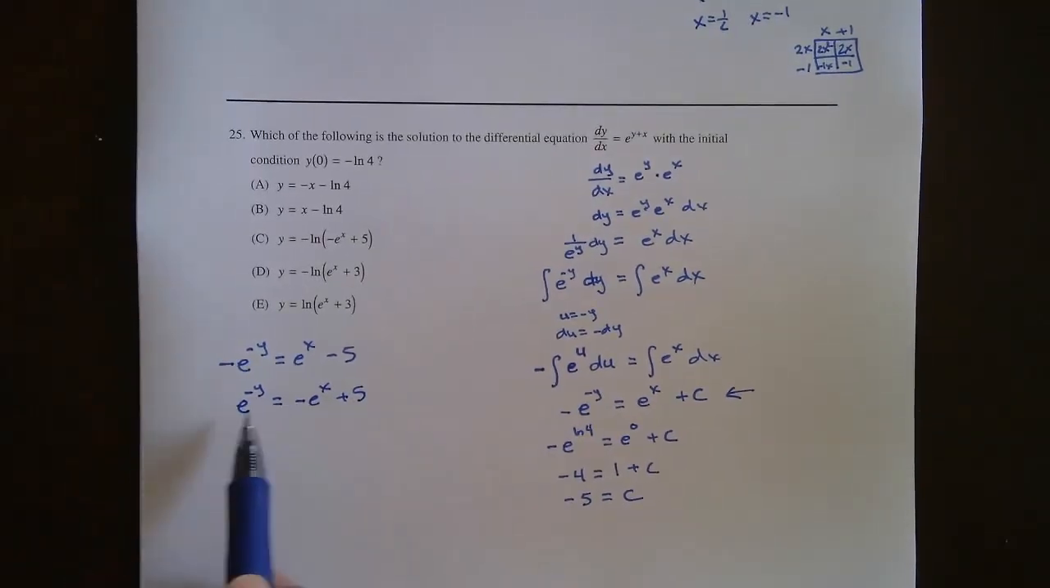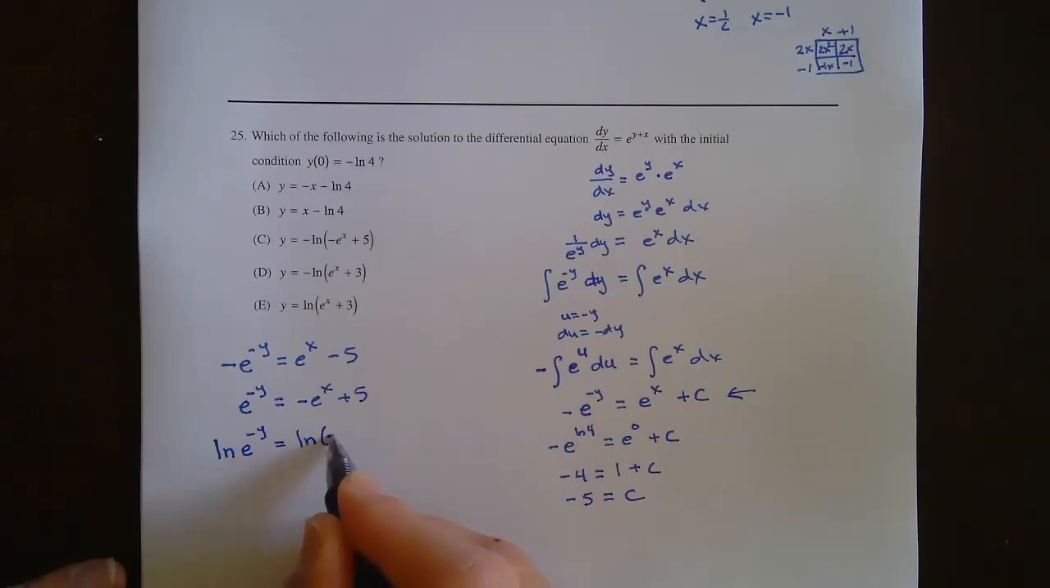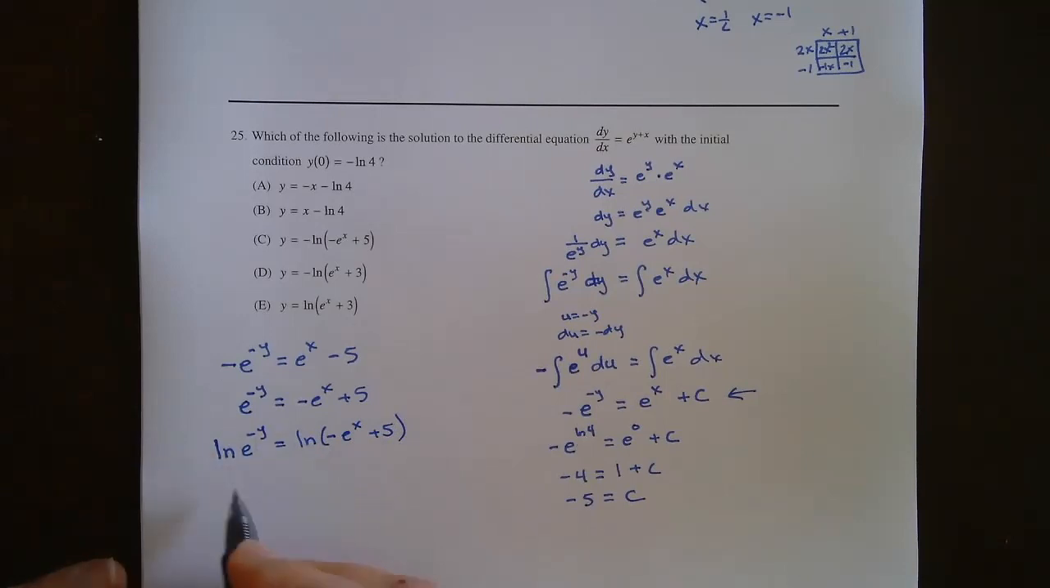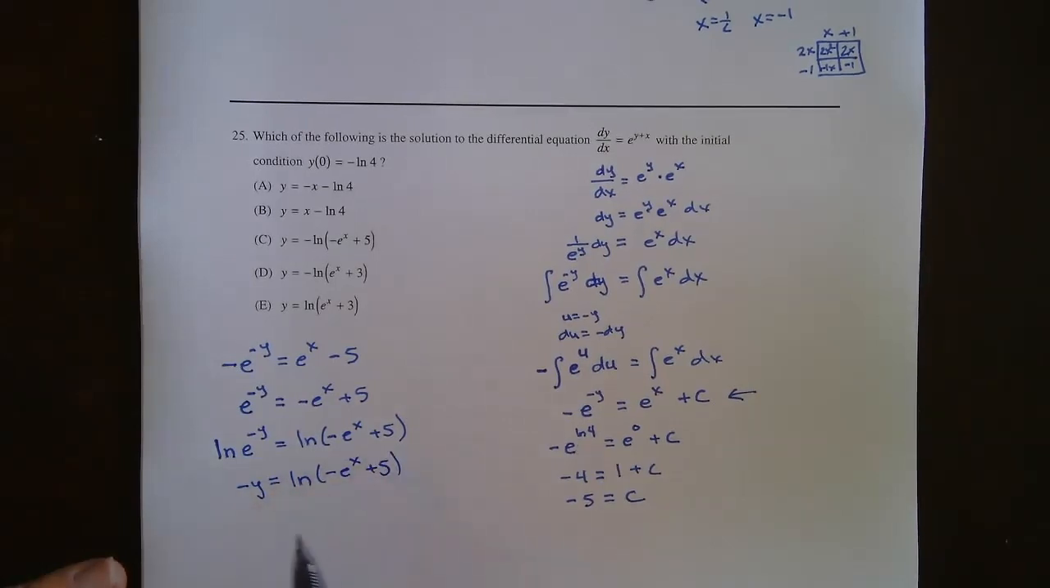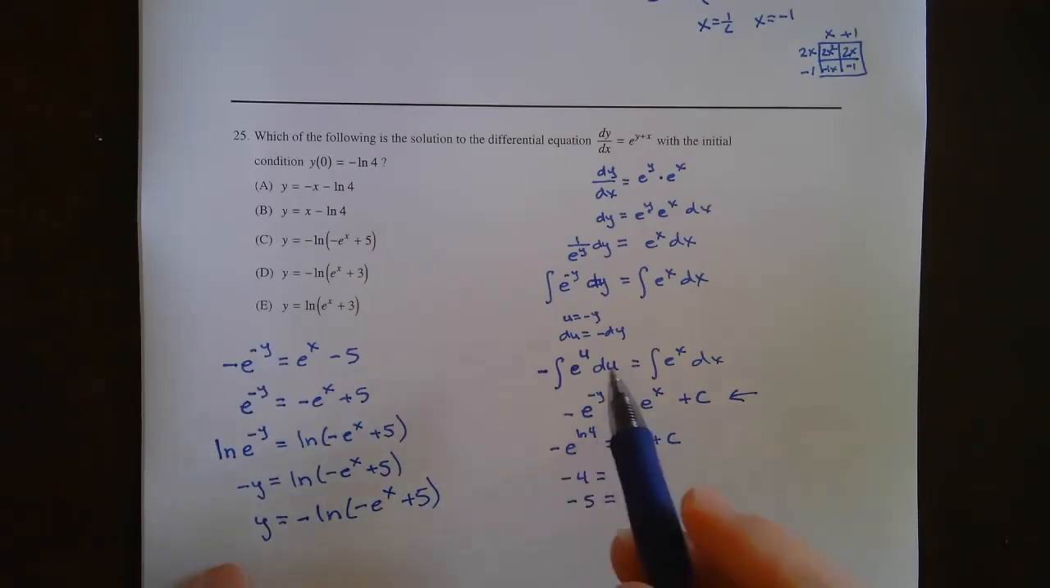And now I'm going to take the natural log of both sides because that would get this power down, right? So then this is the natural log of e to the negative y is equal to the natural log of negative e to the x plus 5. This becomes negative y is equal to the natural log of negative e to the x plus 5. And then multiplying both sides by negative 1, I get y is equal to negative the natural log of negative e to the x plus 5. Okay? And the answer would be C.